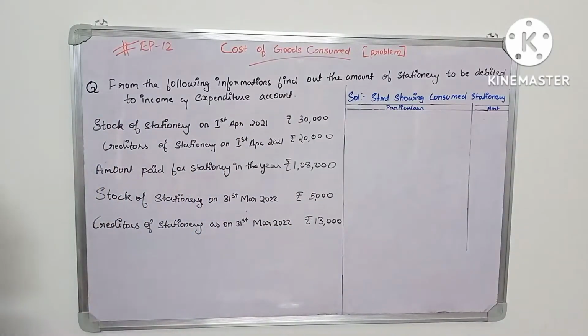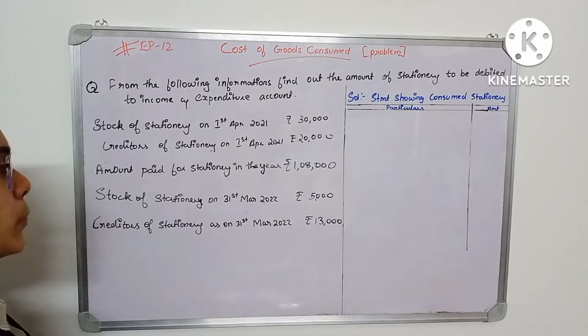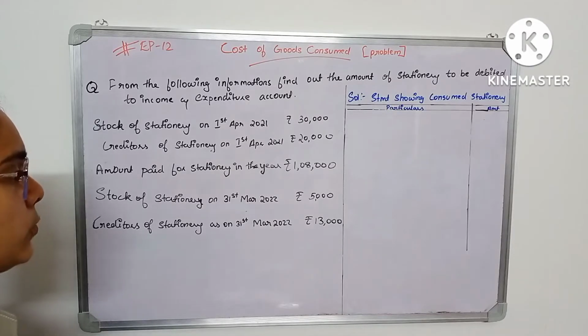From the following information, find out the amount of stationery to be debited to income and expenditure account. Stock of stationery on 1st April 2021, rupees 30,000. Creditors of stationery on 1st April 2021, 20,000. Amount paid for stationery in the year, rupees 1,08,000. Stock of stationery on 31st March 2022, rupees 5,000. Creditors of stationery as on 31st March 2022, rupees 13,000. So this is the question.